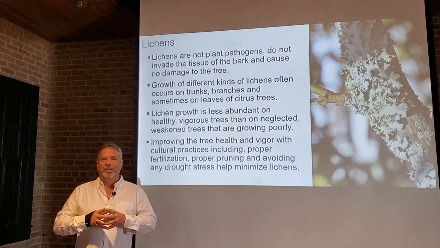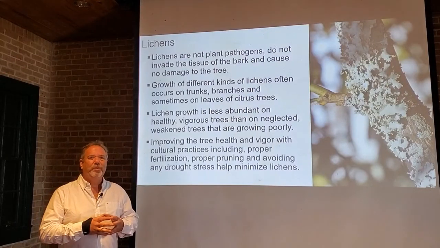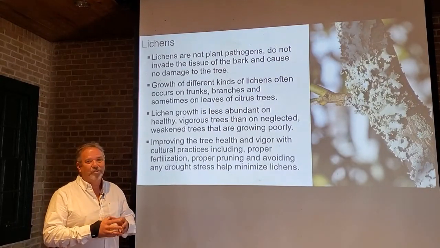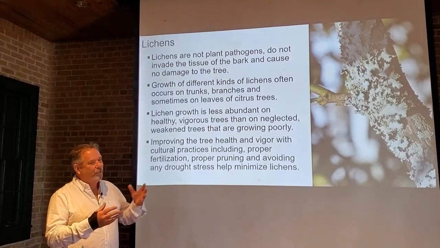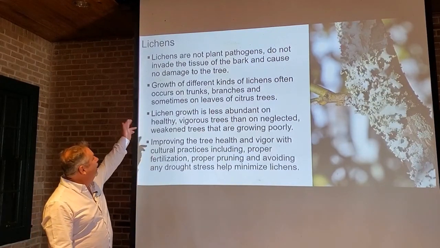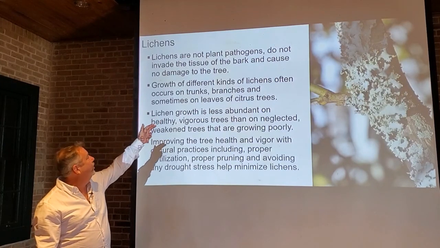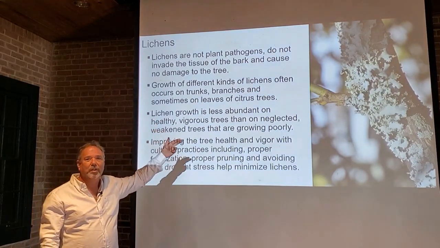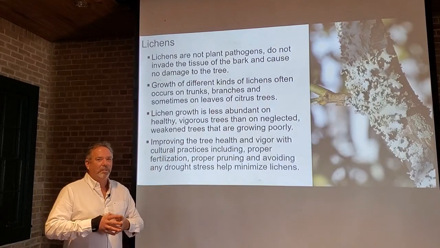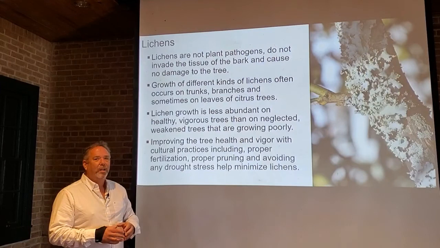First thing we're going to talk about is lichens. Lichen is a really interesting thing. It's fungi and algae growing in a symbiotic relationship. It grows on the outsides of trees, but it doesn't really hurt the trees. Lichens are not a plant pathogen. They do not invade the tissue of the bark and cause no damage to the tree. So when you see this, you think it's terrible for the tree, but it's not hurting the tree.